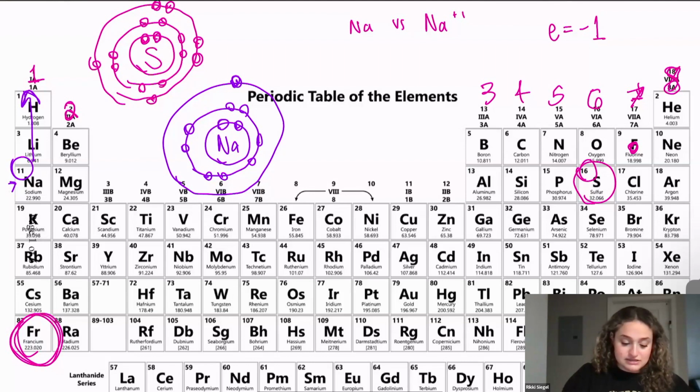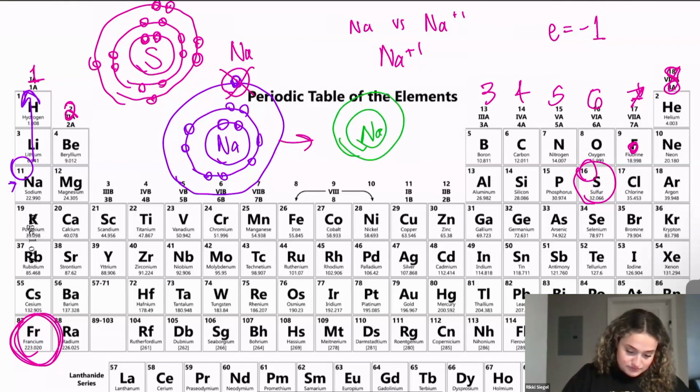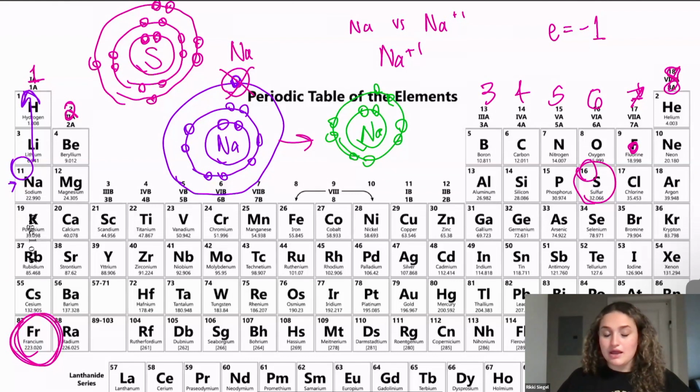Now, that is sodium, just plain old sodium. Sodium plus 1 is when we remove an electron. What does this look like now? That's what that looks like now. So my question to you, did this get bigger or did this get smaller? It got smaller. As you remove electrons, it gets smaller and smaller and smaller.